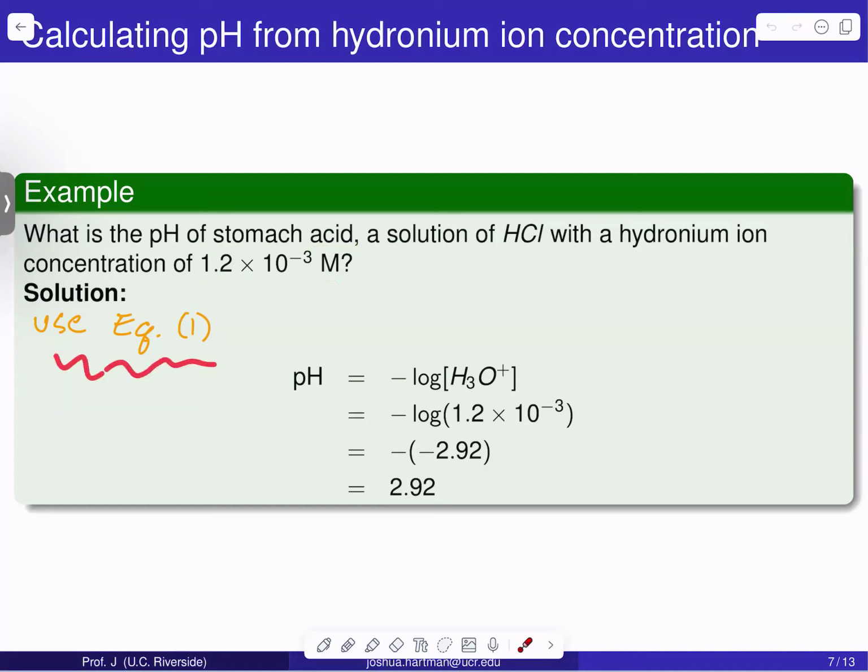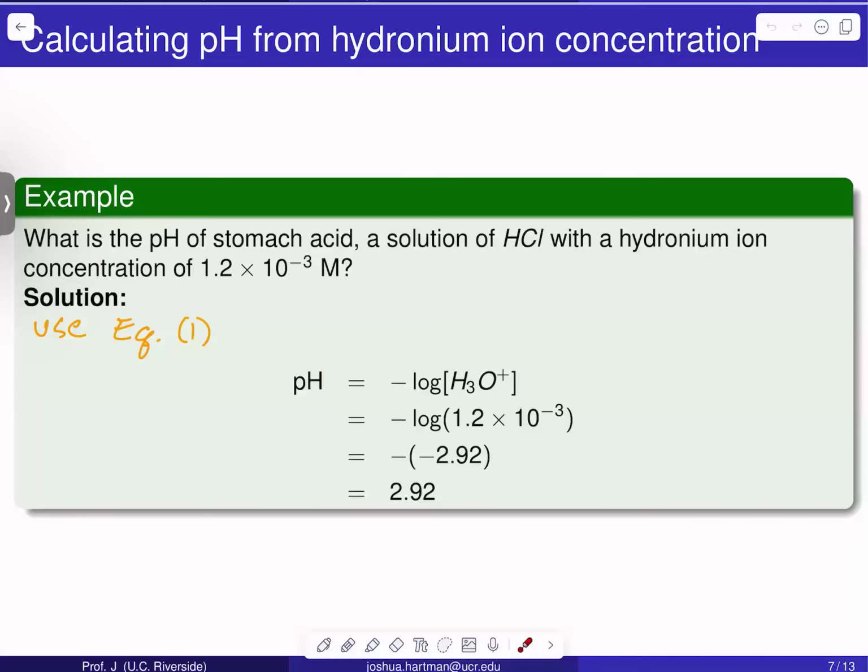We're going to use equation 1 directly. We have pH is minus log of our hydrogen ion concentration. We take minus log of 1.2 times 10 to the minus 3. We get our value negative 2.29, take the negative of that, and we get a pH of 2.29. All right, so fairly straightforward application of equation 1.